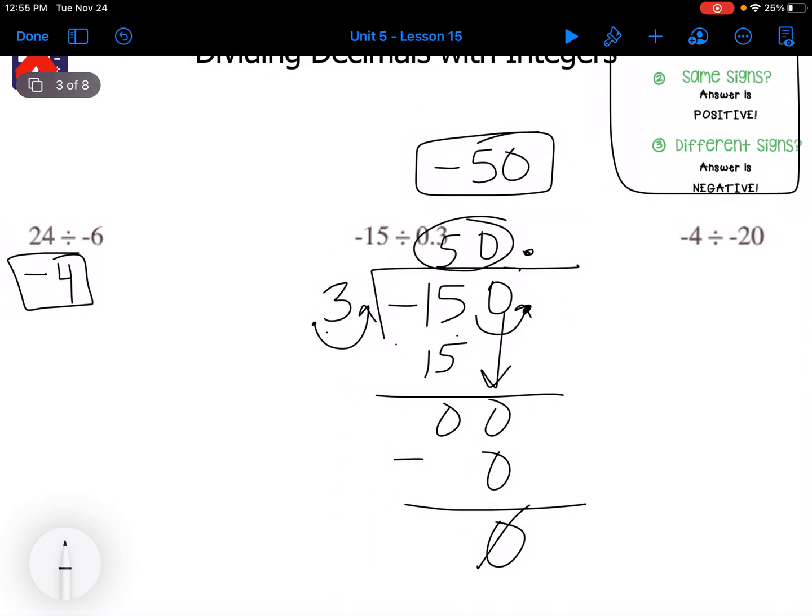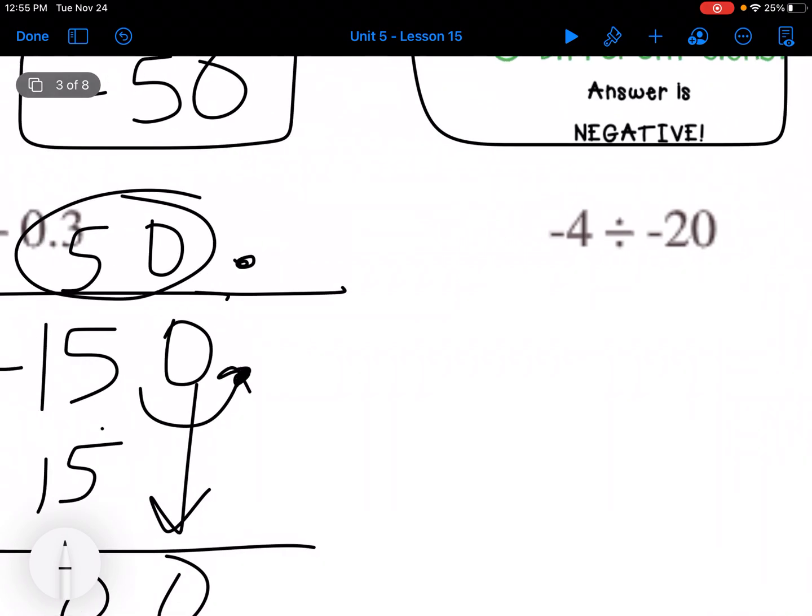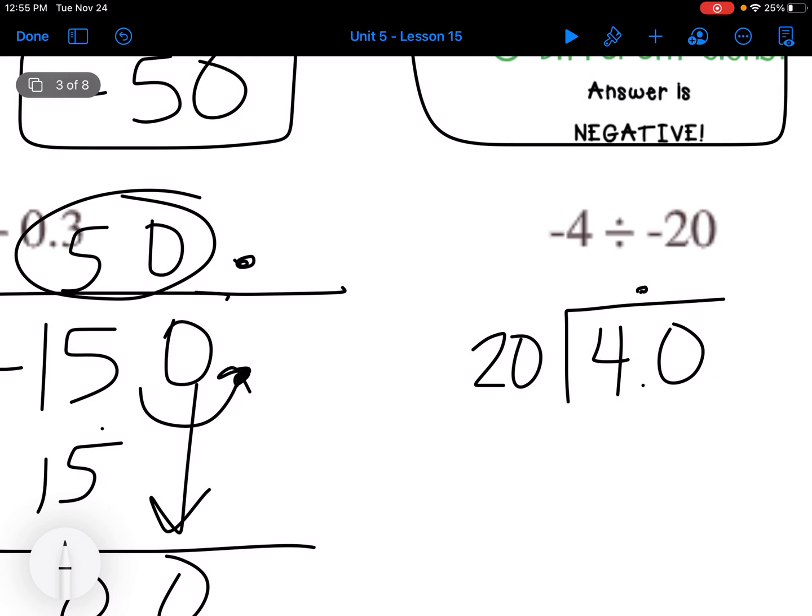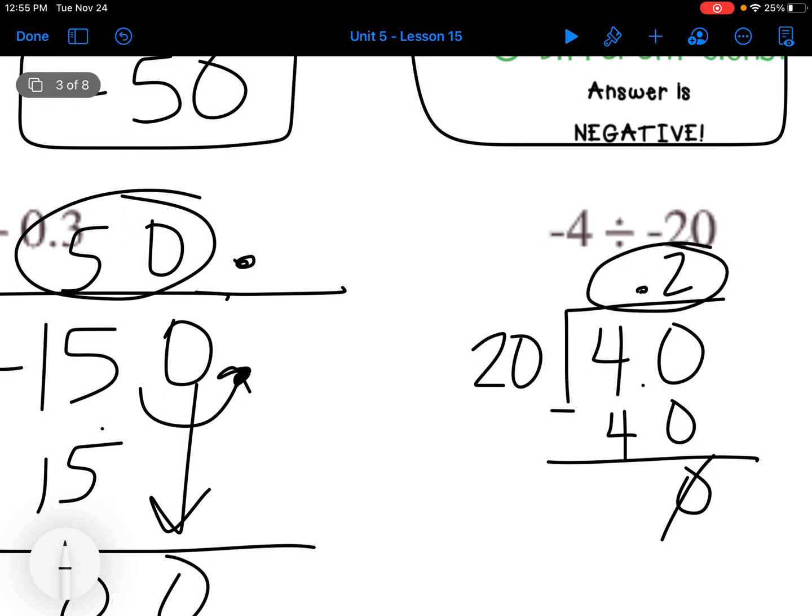Okay, the last one. The last one is negative 4 divided by negative 20. So we have negative 4 divided by 20. So I'm going to have to add a decimal point, add a 0. Okay, 20 goes into 40 2 times. 2 times 20 is 40, and I get nothing left. So I get 2/10. I have 2 negatives, so it's going to be a positive. So negative 2/10 or positive 2/10 should be your answer.